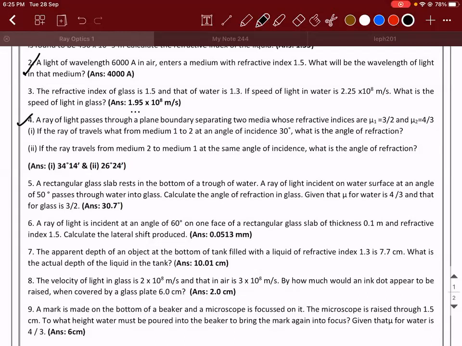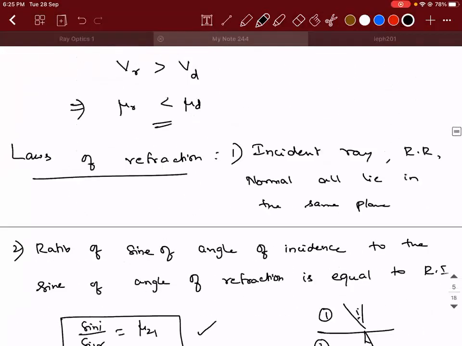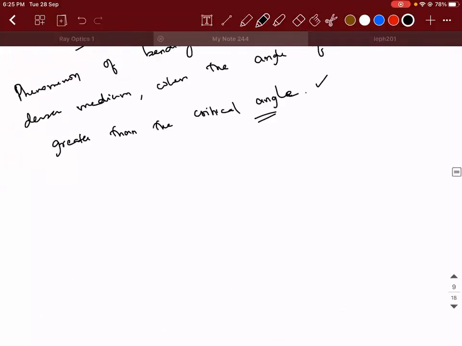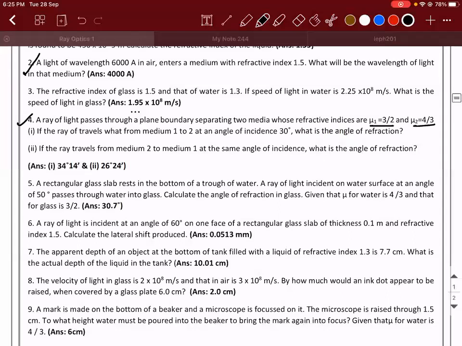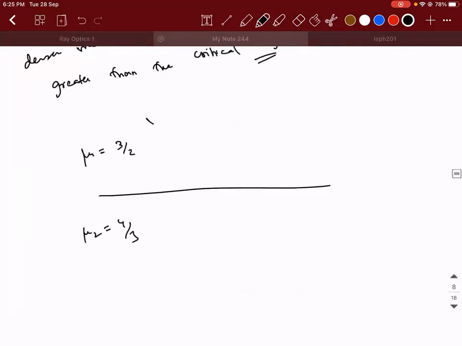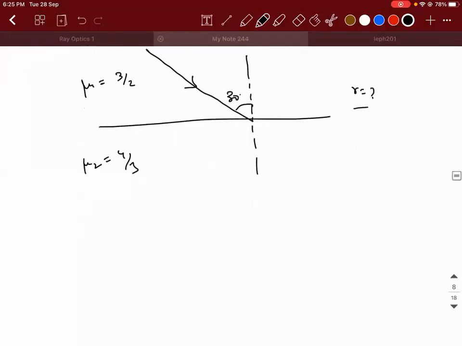Four. So there is a ray of light that passes through a plane boundary separating two media whose refractive indices are 3/2 and 4/3. Let's try to draw a diagram and see. So there is a boundary which is separating two media, which is 3/2 and 4/3. If the ray travels from medium 1 to medium 2 at an angle of incidence 30 degrees, what is the angle of refraction? So it is traveling from medium 1 to medium 2. The angle of incidence here is 30 degrees. R is equal to what? So how to solve this?